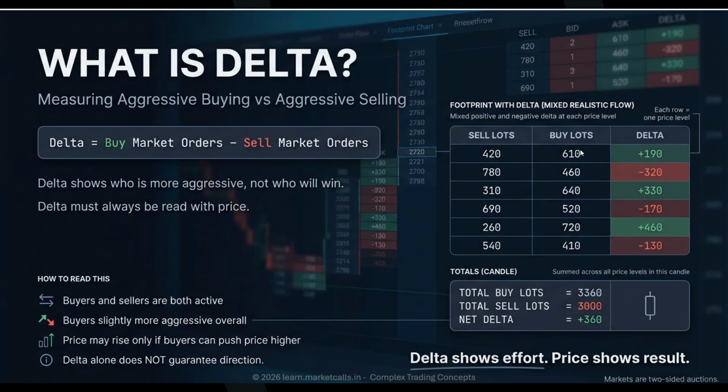Or you can also do it another way: add up all the buy side lots and add up the sell side lots. Total buy market orders minus total sell market orders, which is like 3360 minus 3000. The net delta is nothing but 360. So what that means is that in that particular candle, buyers are more compared to the sellers. How much more? 360 more, right? That's what it means. So in that candle, buyers are more aggressive.